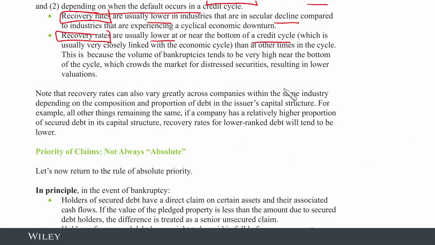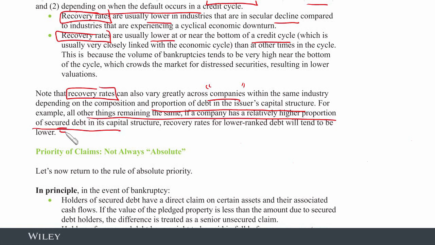Now, recovery rates are not only dependent upon the industry, they're also dependent upon the individual companies within the industry. A lot of that is dependent upon their specific degree of financial leverage, their type of capital structure. So all things being equal, if a company has a relatively high proportion of secured debt, so they've got a lot of the assets already pledged to the secured creditors, that makes it less likely that the lower ranked debt will get anything. So some of the factors are related to the industry, where we are in the economy, and then related to the specific company. It's individual capital structure, and then the type of debt within that structure.